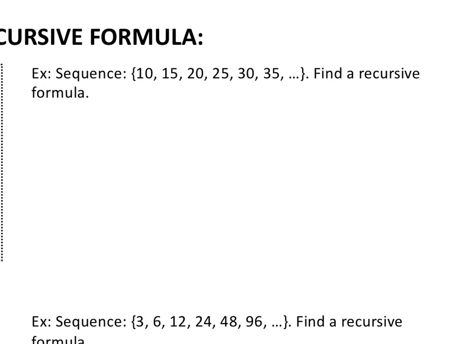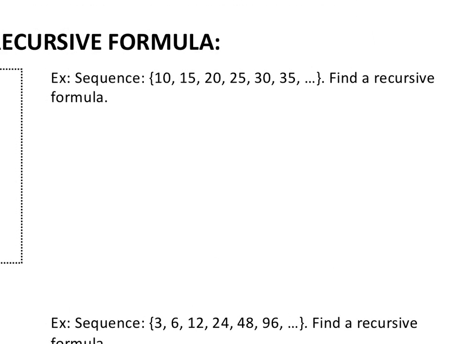So let's look at our first example here. Our first sequence is 10, 15, 20, 25, 30, 35, so on and so forth. We're going to find a recursive formula. So the first thing we need to do is determine if the sequence is arithmetic or geometric. We're going to look at these first two numbers in the sequence, and we need to figure out how do we get from 10 to 15. Can we add something or can we multiply? Well, we know to get from 10 to 15, we could add 5. And then if we look ahead, how do we get from 15 to 20? We would also add 5.